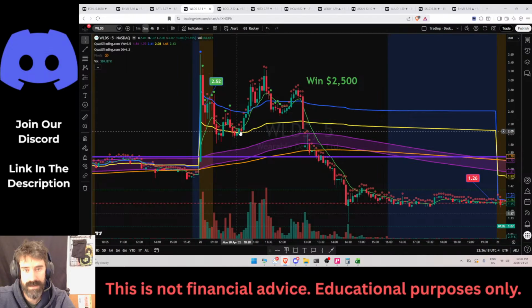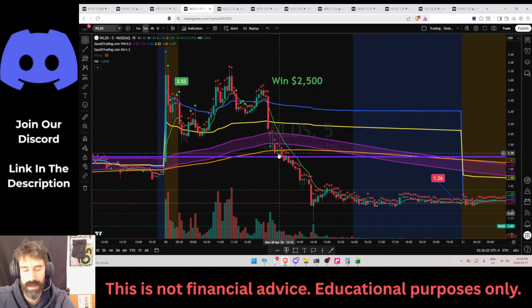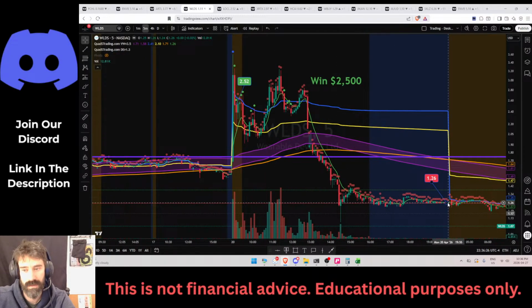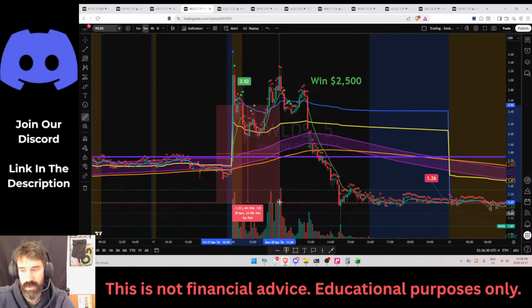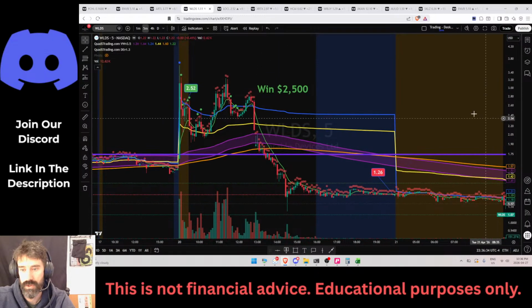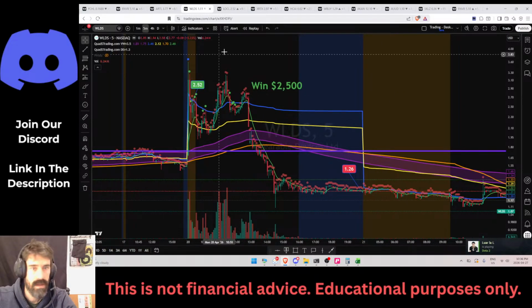So it comes back down, it comes back up, and halts down below the SMA 200, below the current monthly pivot, and cover at the end of the day at 126. So from here down to 126 is a 50% win. This was a huge, huge, huge win.